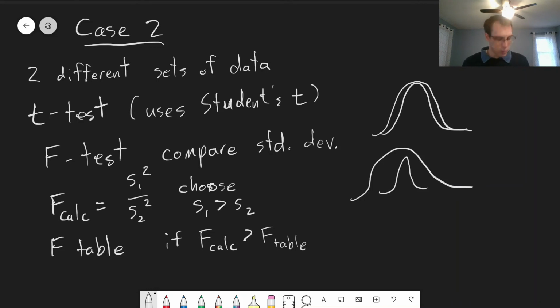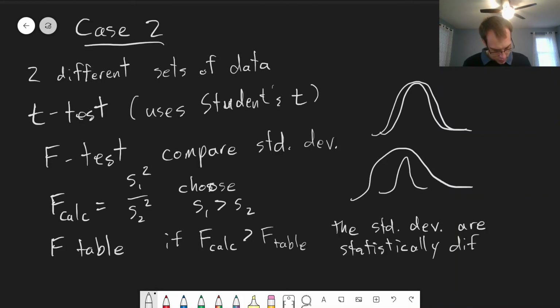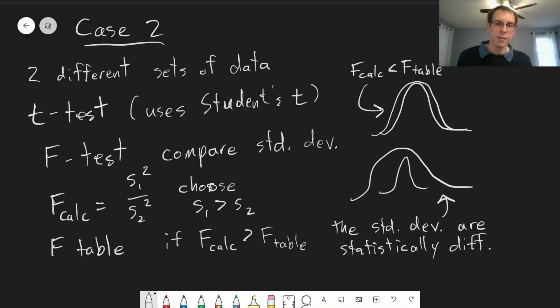then we reject the null hypothesis and we say that the standard deviations are statistically different. And of course the opposite, if f calc is less than f table, then we stay the same. So f calc being greater than f table would be this. F calc being less than f table would be this case here, where we can basically treat the standard deviations as being the same.